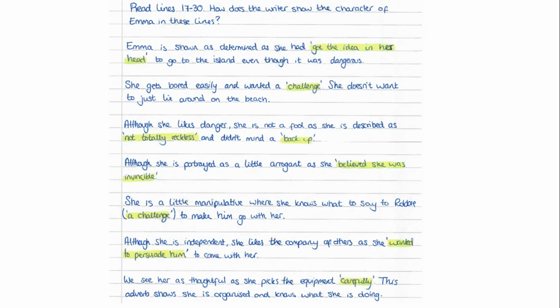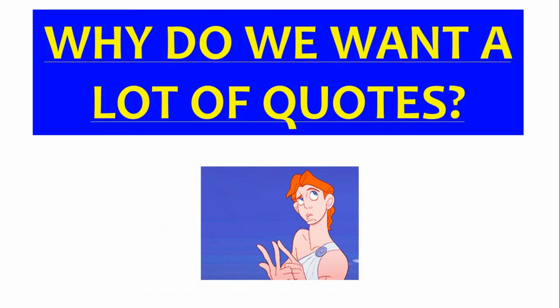And basically, each one is telling me something about the character of Emma, and giving me a quote to back it up. But I've zoomed in. So I've zoomed in on the word reckless and told the examiner what it means. I've zoomed in on the word carefully. I've zoomed in on the word challenge. All of those, I've zoomed in on those words and told the examiner why the writer has used them.